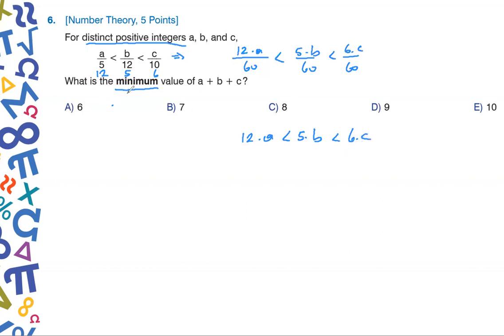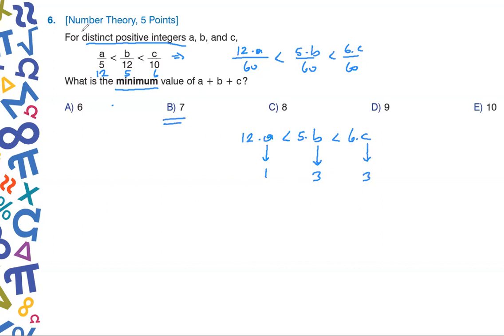Since we want to achieve the minimum, let's start with A to be the minimum number. That's 1. Because if this is a huge number, then the other numbers will be forced to be big as well. So we want to force A to be as small as possible, and the smallest positive is 1. So we can go with that. And that's 12 already. That means 5B has to be at least 15 because it has to be a multiple of 5. So B is 3. And then to get something larger than 15, when you multiply C by 6, that's 18. But if I do this, that adds up to 7, right?